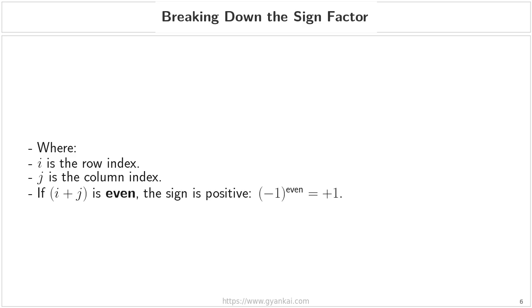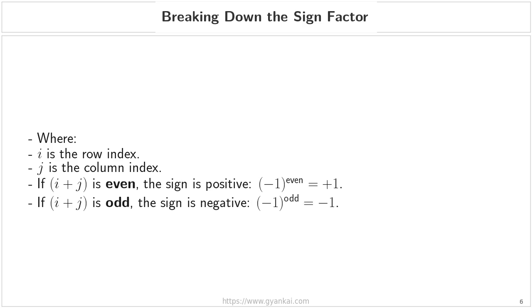If the sum of I plus j results in an even number, then the sign factor becomes positive, because -1 raised to an even power equals +1. However, if the sum of I plus j results in an odd number, the sign factor becomes negative, because -1 raised to an odd power equals -1.